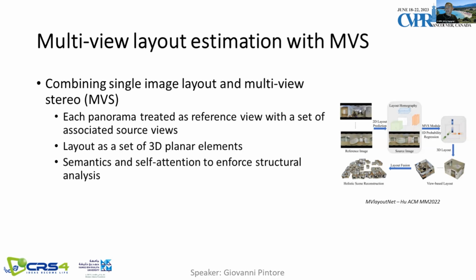Here we have another case of layout fusion from sparse input. Such an approach also combines more rooms and simply combines monocular layout estimation and a multi-view stereo network in order to obtain an accurate 3D layout of a scene on a large scale. Each panorama is treated as a reference view, compared to a set of associated near source views. Then the layout is represented as a set of 3D planar elements. Furthermore, semantics and self-attention are adopted to enforce the structural analysis.